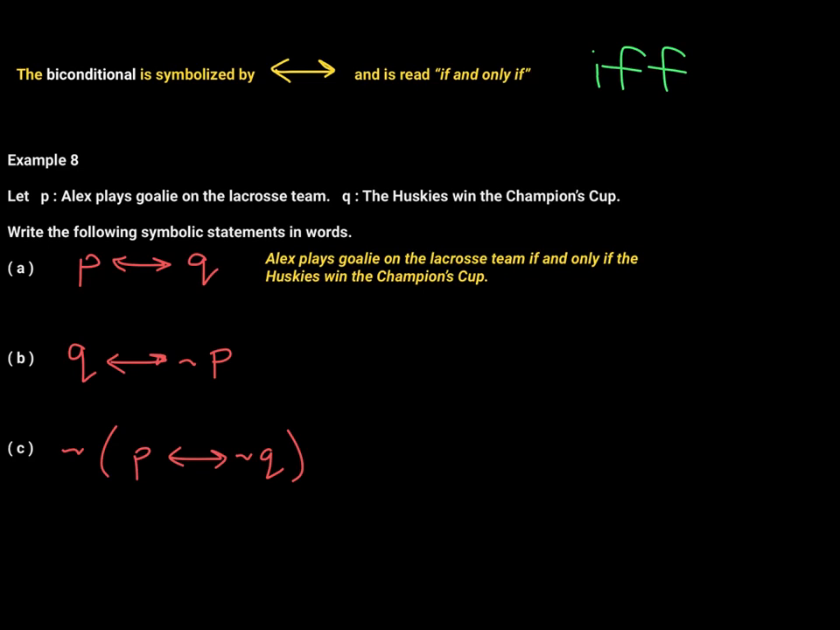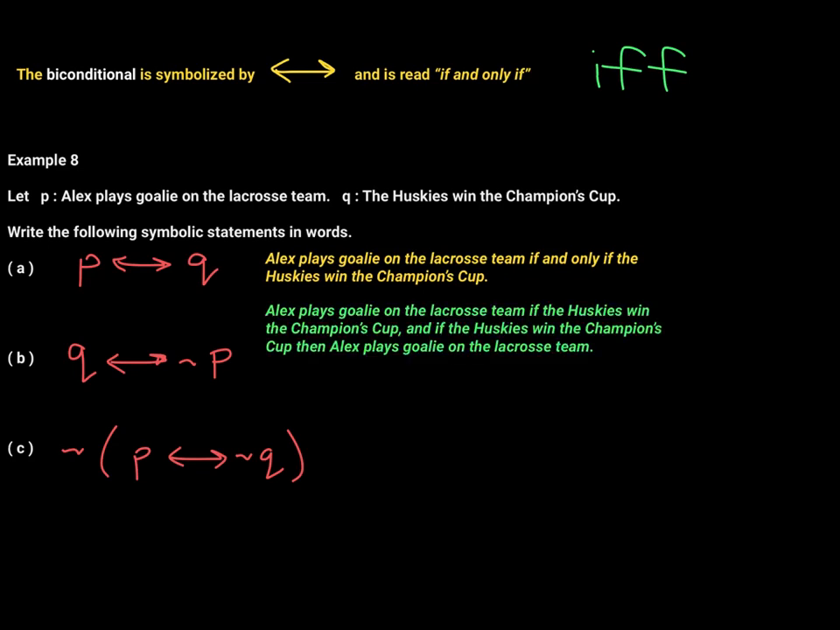All right. We'll talk about this more later, but what this really means, the if and only if, it means Alex plays goalie on the lacrosse team if the Huskies win the Champions Cup, and if the Huskies win the Champions Cup, then Alex plays goalie on the lacrosse team. In other words, that conditional statement goes both ways. That's why you see an arrow going in both directions.